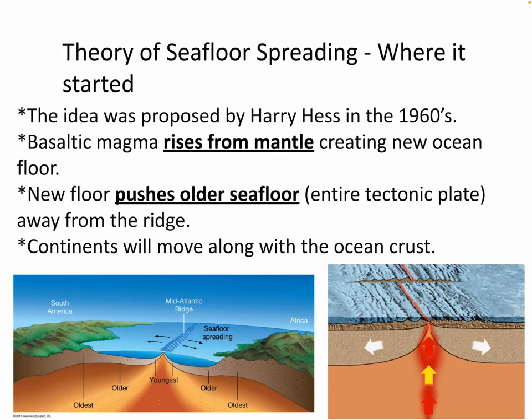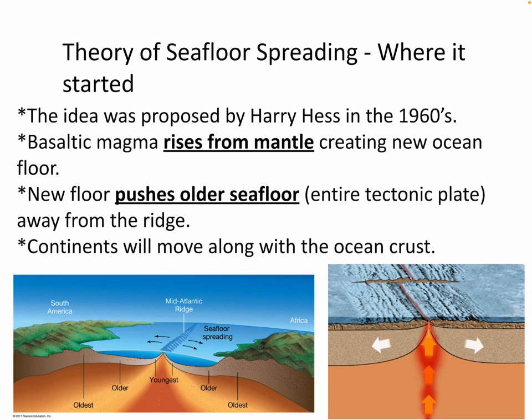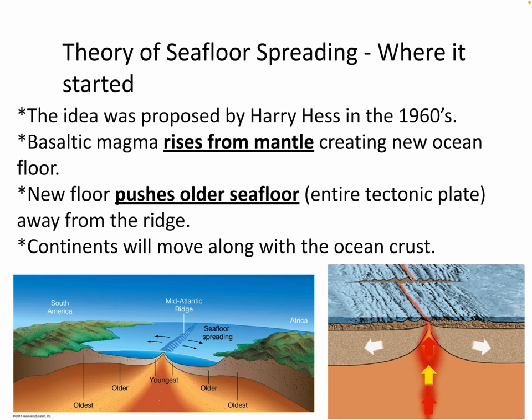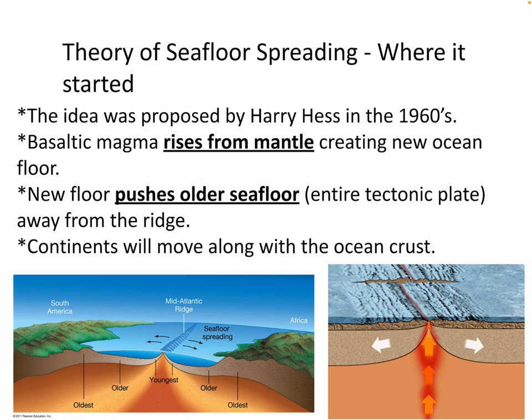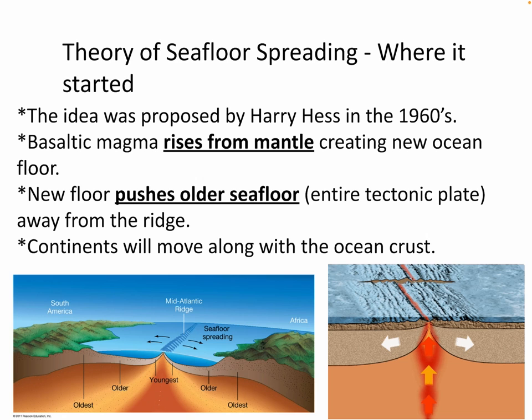So let's start here. What is the theory of seafloor spreading and where did it start? It was proposed by Harry Hess in the 1960s. He was also in the Navy in World War II, and he was one of the people who discovered that mid-ocean mountain range called the Mid-Ocean Ridge. The ocean floor is made of basaltic magma, a rock called basalt. It's a heavier rock, heavier than the continents around it. It rises up from the mantle, and that creates new ocean floor.